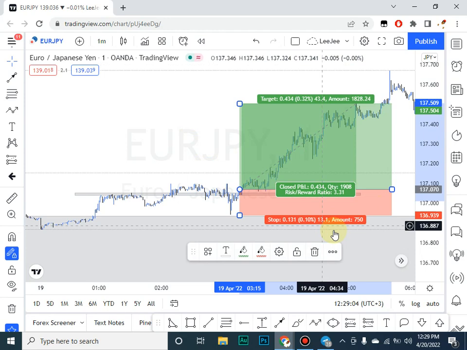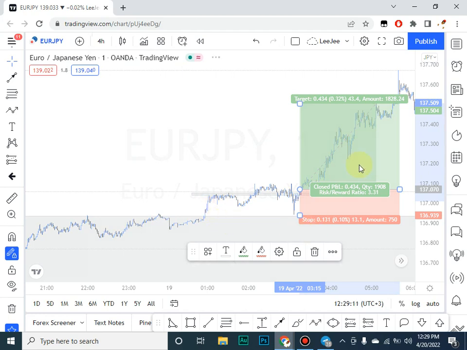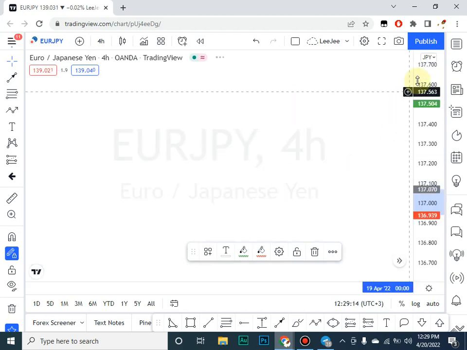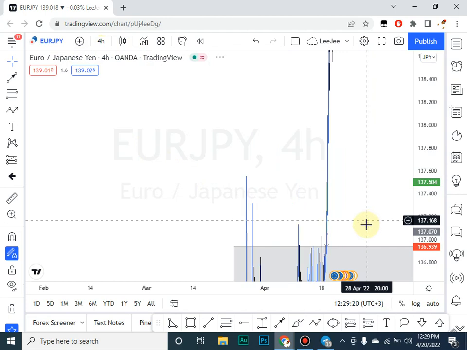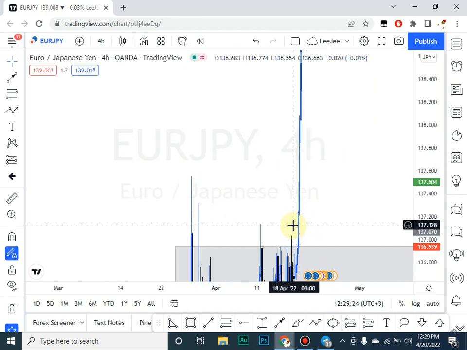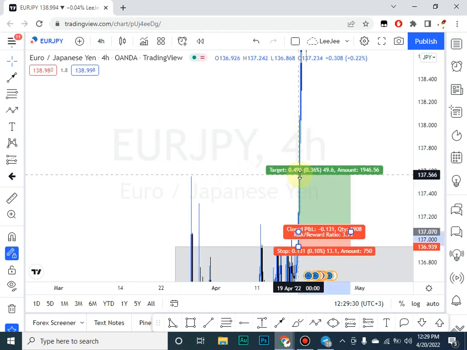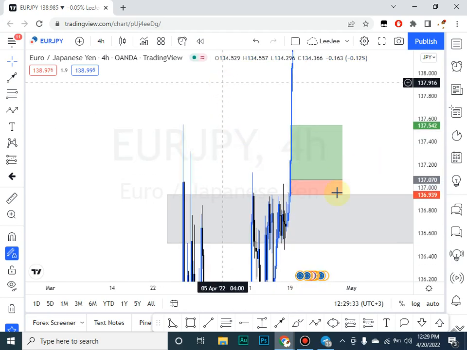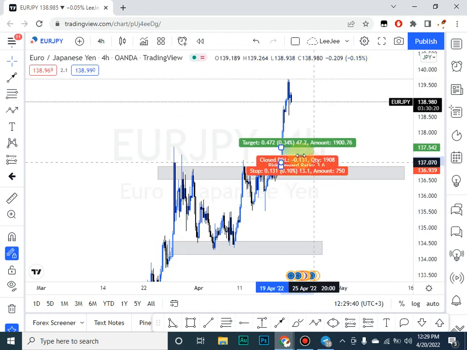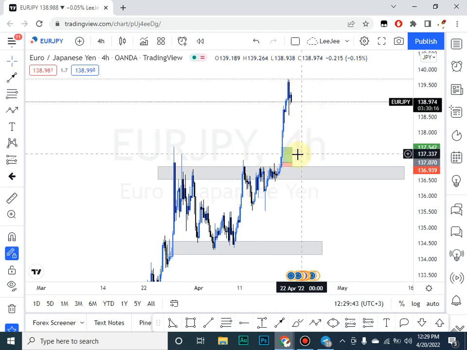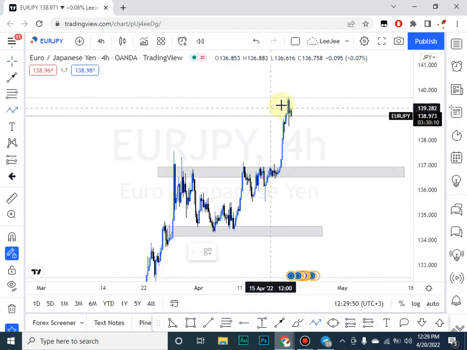Let me go back to the higher time frame. So we had this high over here, that's 47 pips, and it was smashed, and as you can see the market has really moved up so high. So no problem either way. If you missed the entry, you can still wait for a retest.